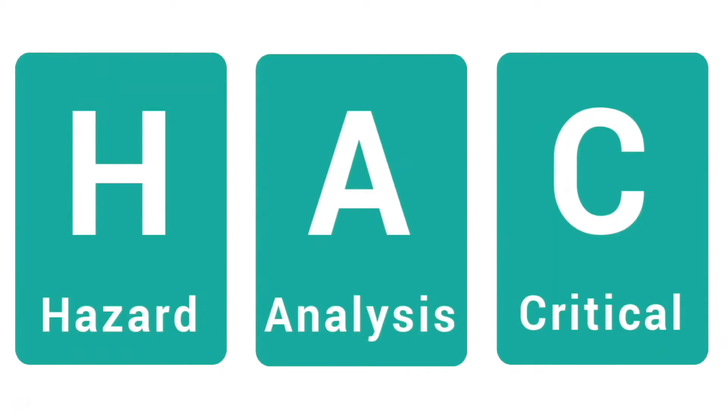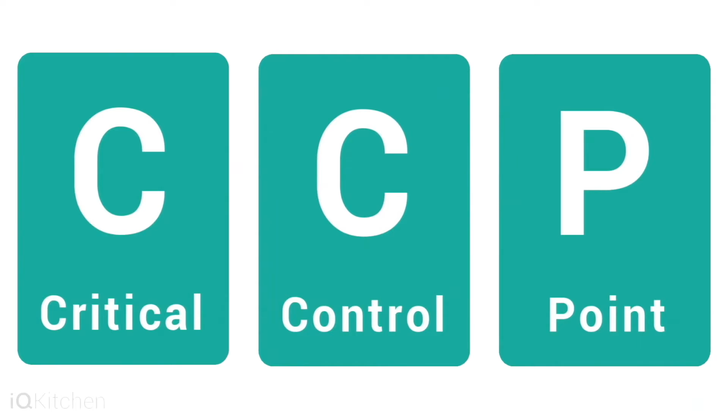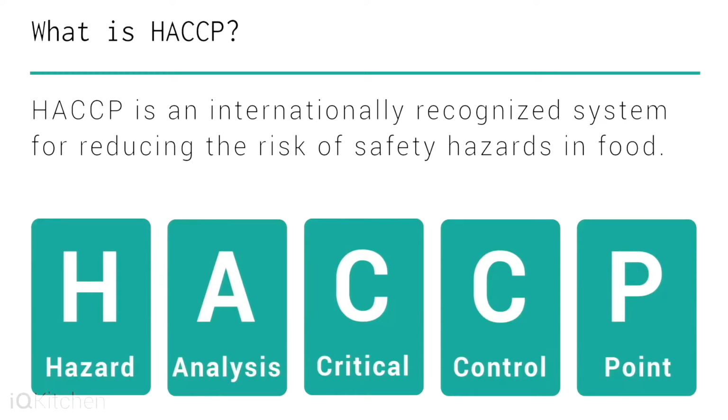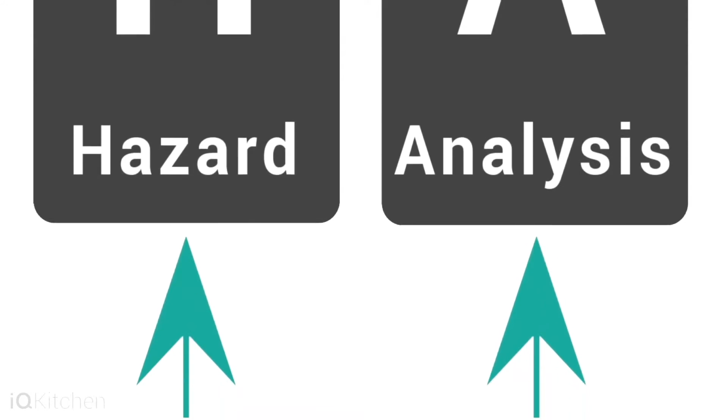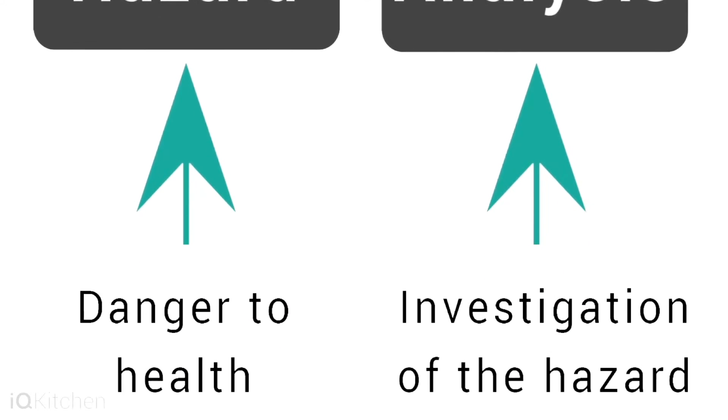HACCP stands for Hazard Analysis and Critical Control Point. HACCP is an internationally recognized preventative system for assuring food safety. The most basic concept underlying HACCP is that of prevention. A hazard analysis is a science-based and systematic process to identify possible dangers to health.